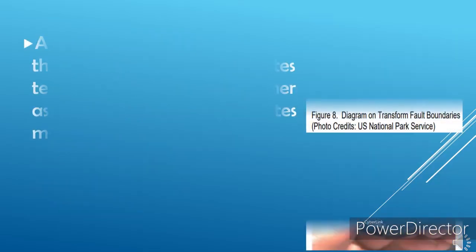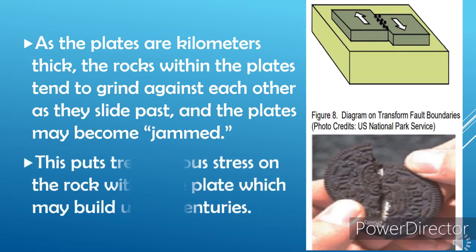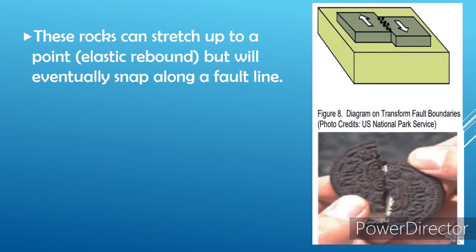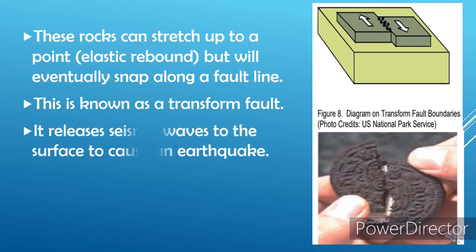As the plates are kilometers thick, the rocks within the plates tend to grind against each other as they slide past, and the plates may become jammed. This puts tremendous stress on the rock within the plate, which may build up for centuries. These rocks can stretch up to a point, elastic rebound, but will eventually snap along a fault line. This is known as a transform fault. It releases seismic waves to the surface to cause an earthquake.